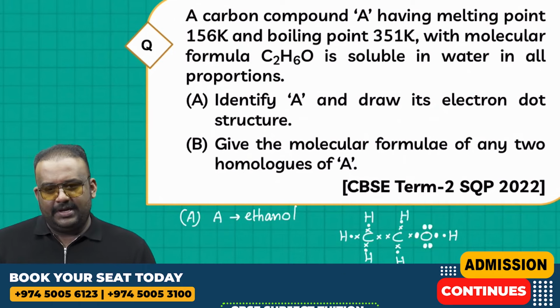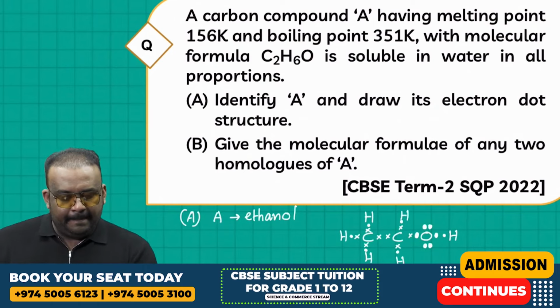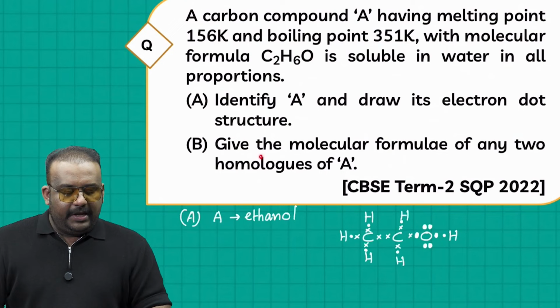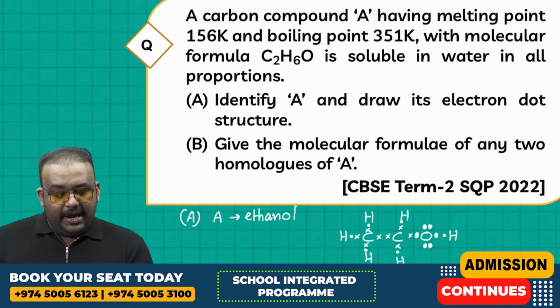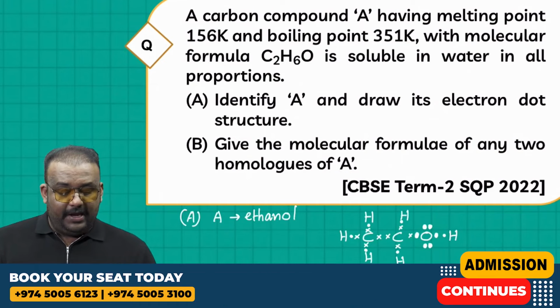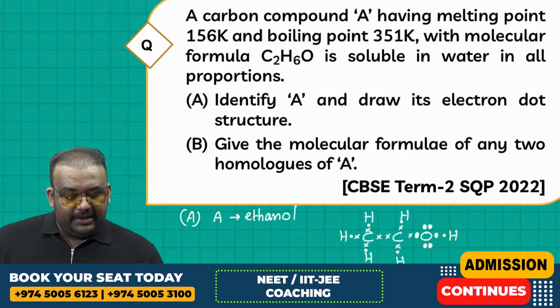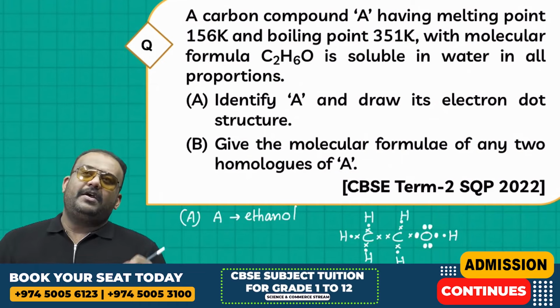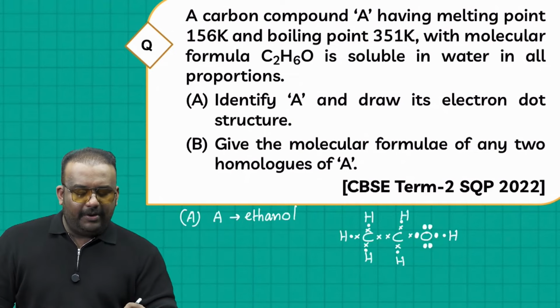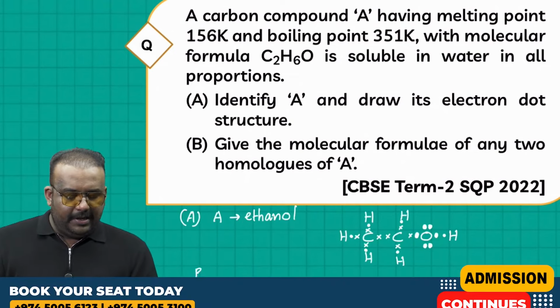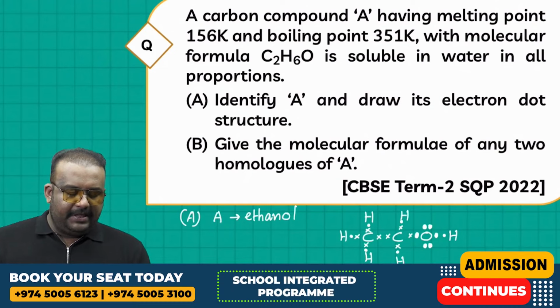Okay, perfect. Now, give the molecular formula of any two homologs of A. Any two homologs of A, its molecular formula. You know that alcohol has the functional group OH. So the homologous members of this family would be, you can say, methanol.